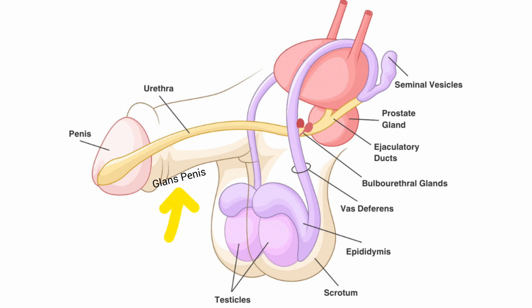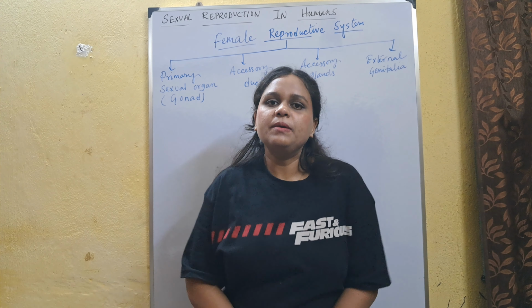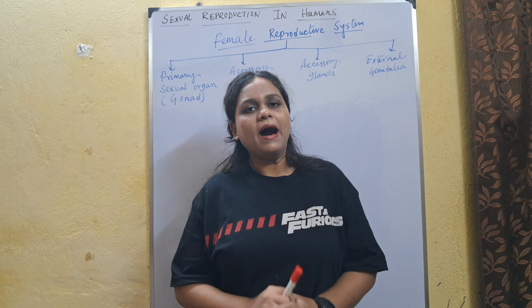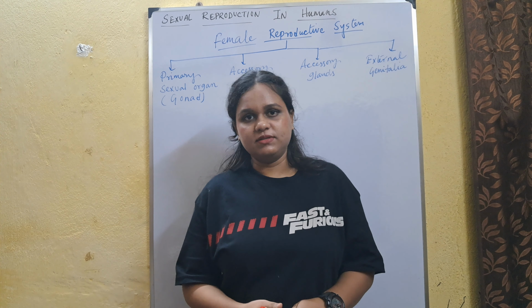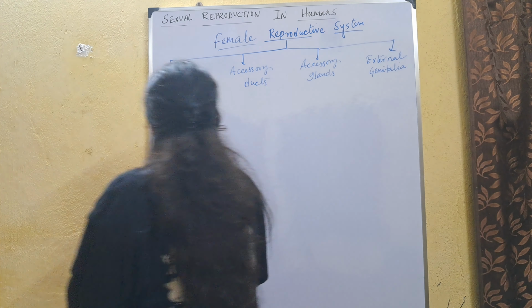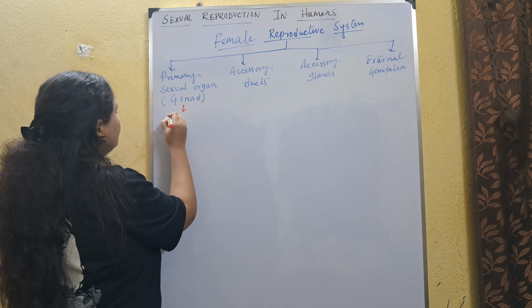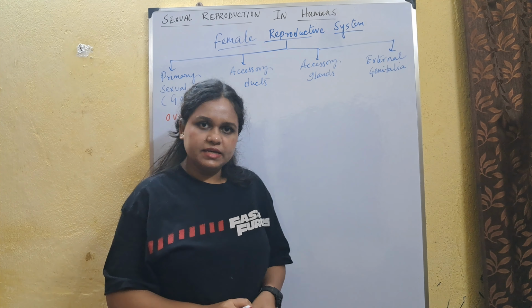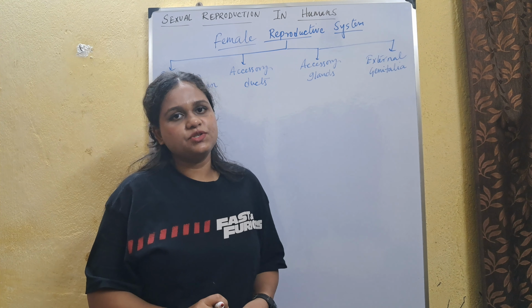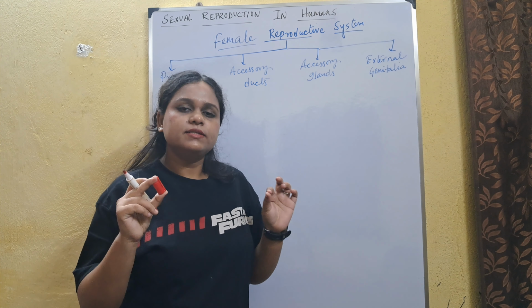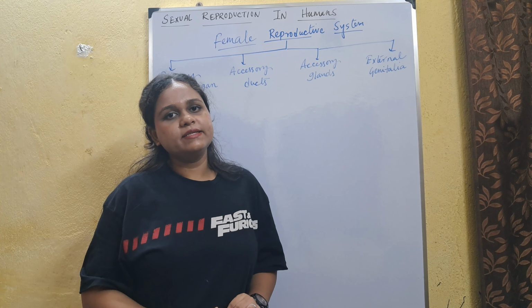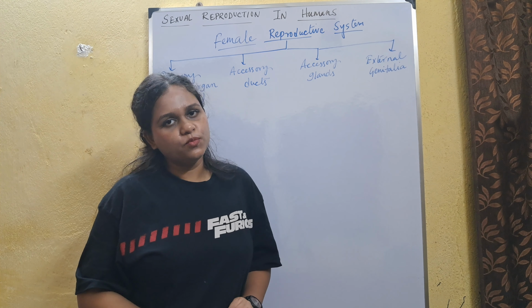Now let's discuss the female reproductive system. The female reproductive system is also differentiated into four parts as the male reproductive system. First, the primary sexual organ or gonad is the ovaries. The pair of ovaries, which is an oval-shaped structure, is the main sexual part of the female reproductive system, where oogenesis and the production of hormones occur.